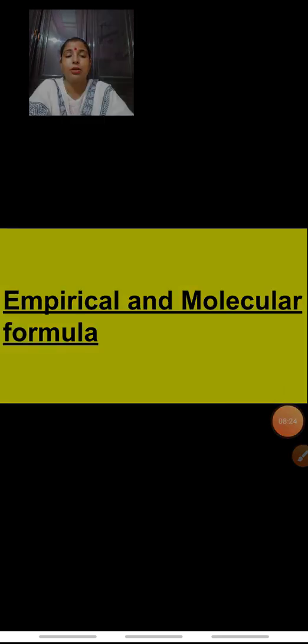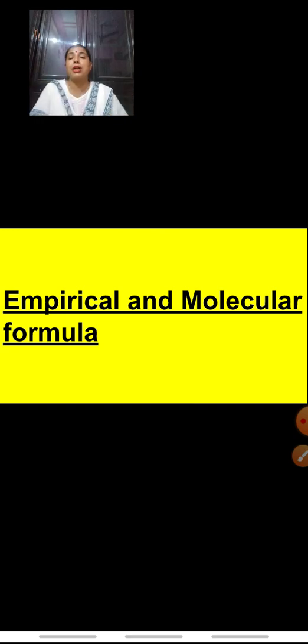Similarly, the molecular formula for glucose is C6H12O6. Similarly, for sucrose, it will be C12H22O11. Similarly, for HCl, the hydrochloric acid, it is HCl. Nitric acid, it is HNO3. All these are the molecular formulas.